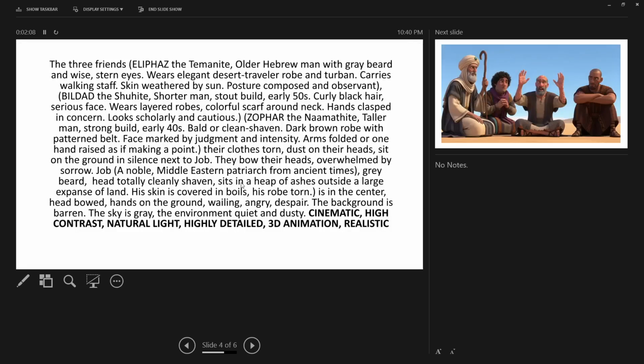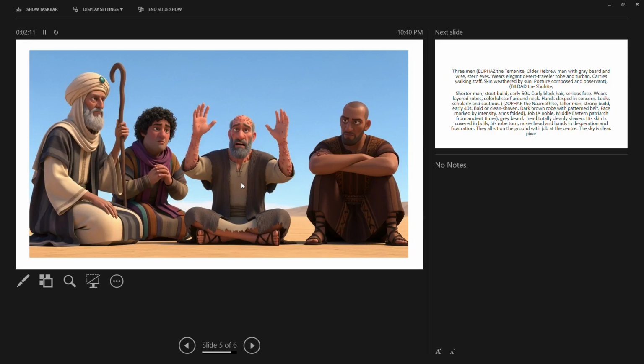So when you are generating your images, you have to look out. Are you generating?